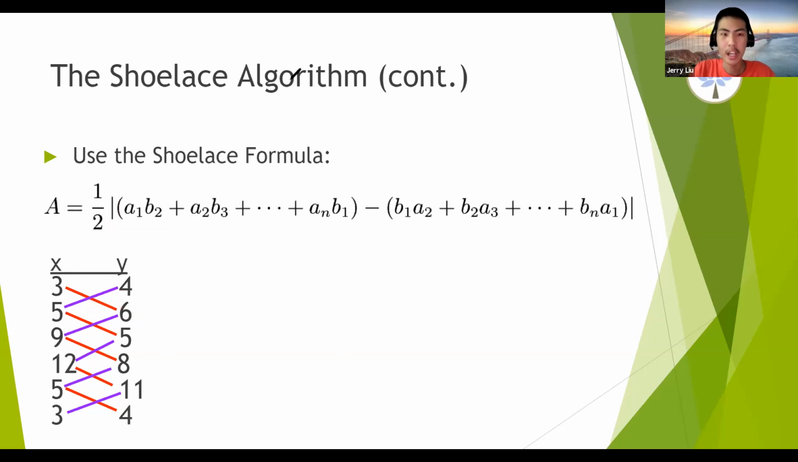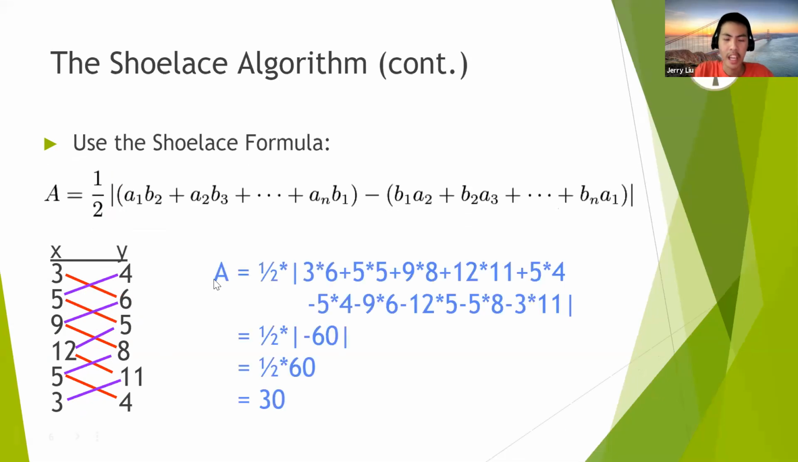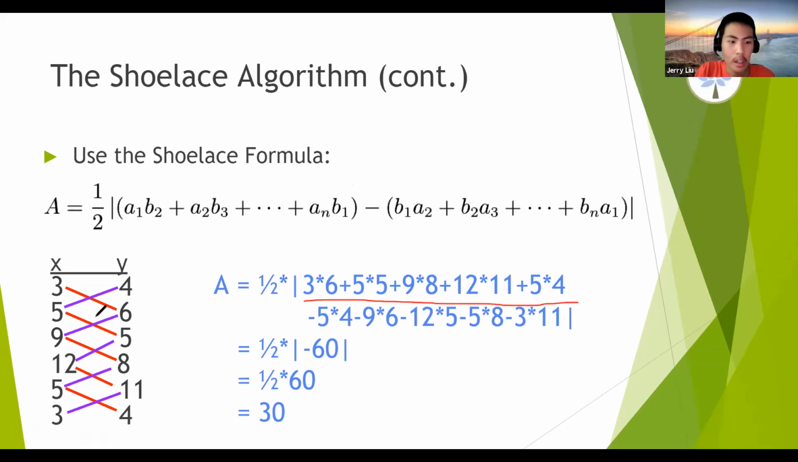So if we use our example with the figure earlier, we would say that the area is equal to 1/2 times the absolute value of 3 times 6. You guys see 3 times 6 and plus 5 times 5 plus 9 times 8 plus 12 times 11 plus 5 times 4. That's all of our red laces, and then minus 5 times 4, 9 times 6, 12 times 5, 5 times 8, and 3 times 11. So that's all of our purple laces added up.